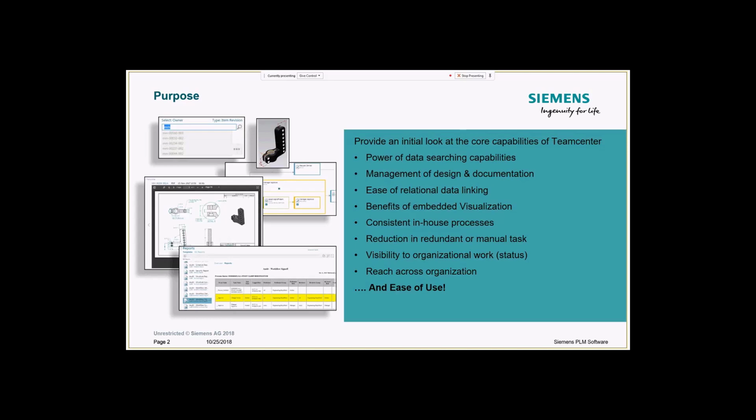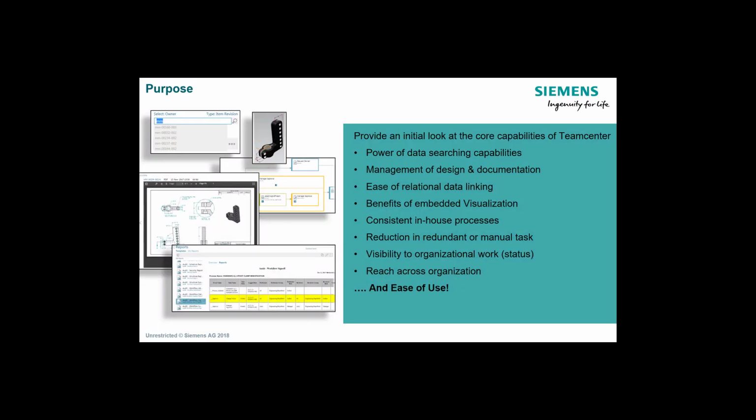We have the ability to automate a lot of manual tasks, so we can reduce the amount of redundant information that has to be input. Many times we see people inputting bill of materials in multiple places or doing things like that. But it's really about giving visibility to the status of your product throughout the organization and really reaching across the entire organization. So it's not just a product for engineering, but it's a product for everybody within your organization. Of course, we'll just show the ease of use of using Teamcenter.